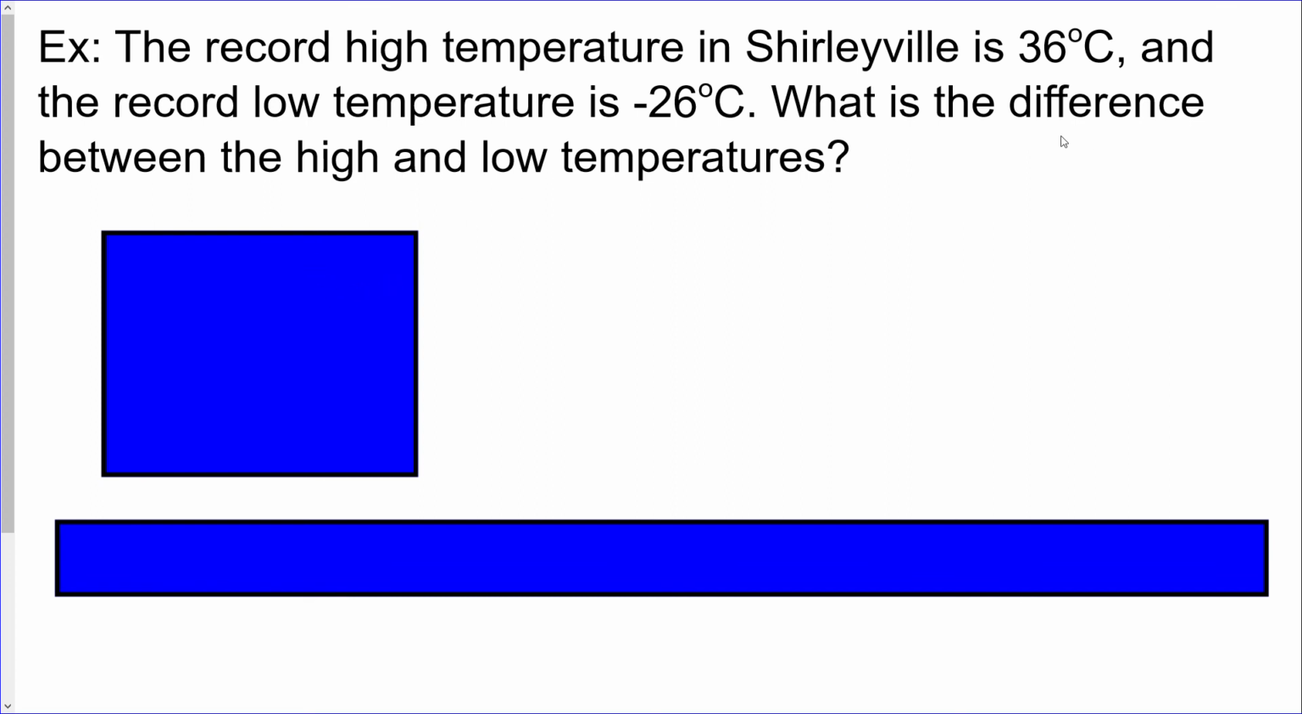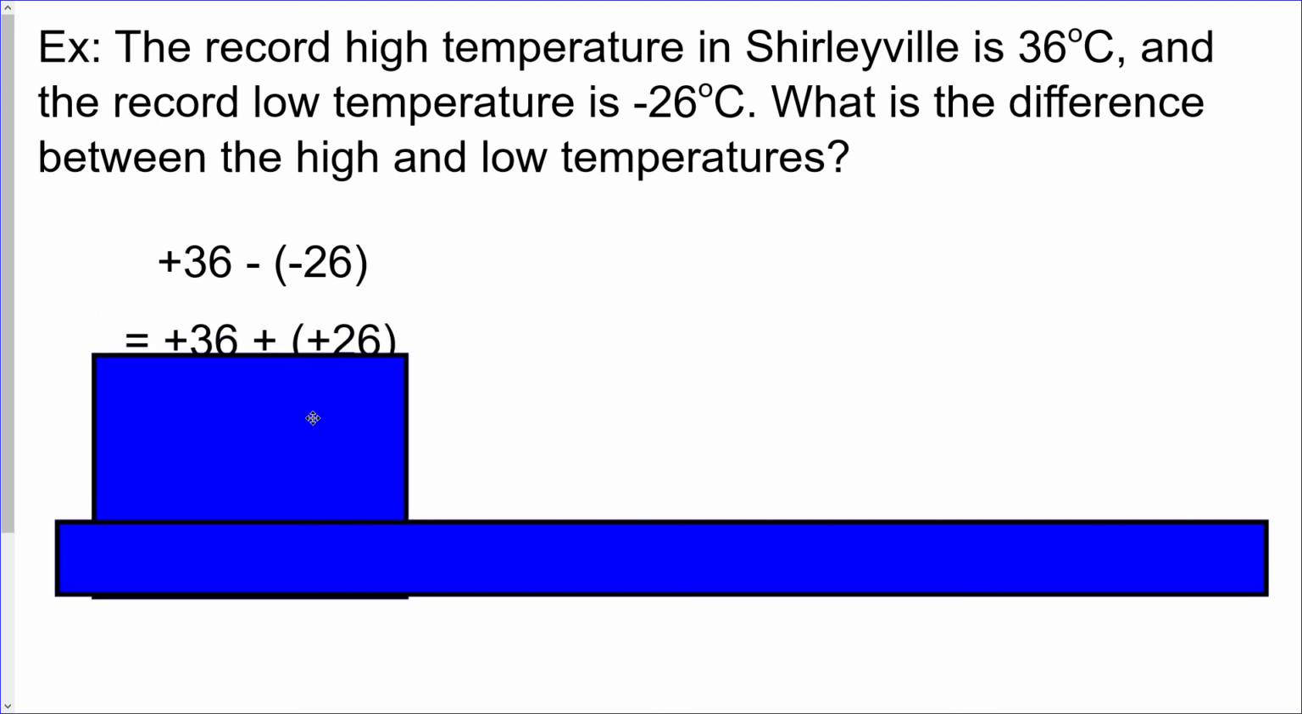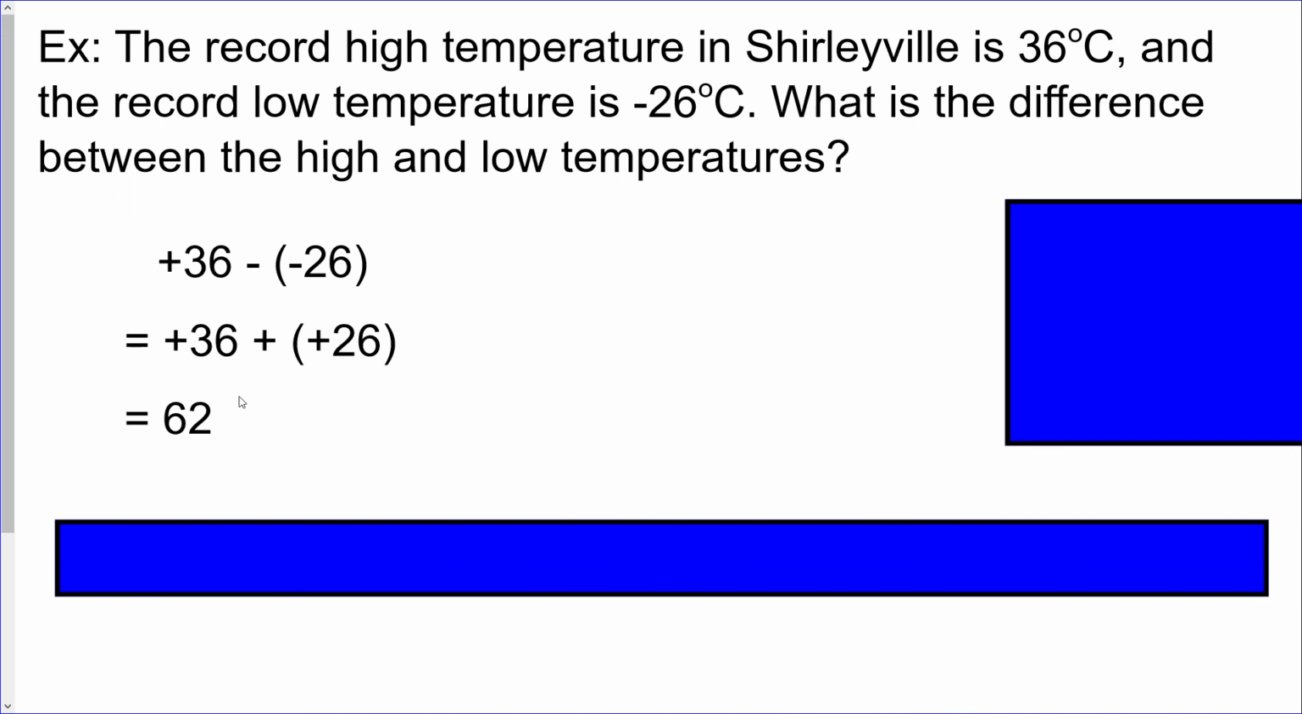Okay, so anytime you see the word difference, you're thinking subtracting, or you should be. So we're taking high temperature and subtract the low temperature. Okay, so positive 36 subtract negative 26. But again, using the process that we learned earlier in the video, you're adding the opposite. So you add positive 26. Okay, and that ends up with 62 is the difference between the high and the low temperatures.